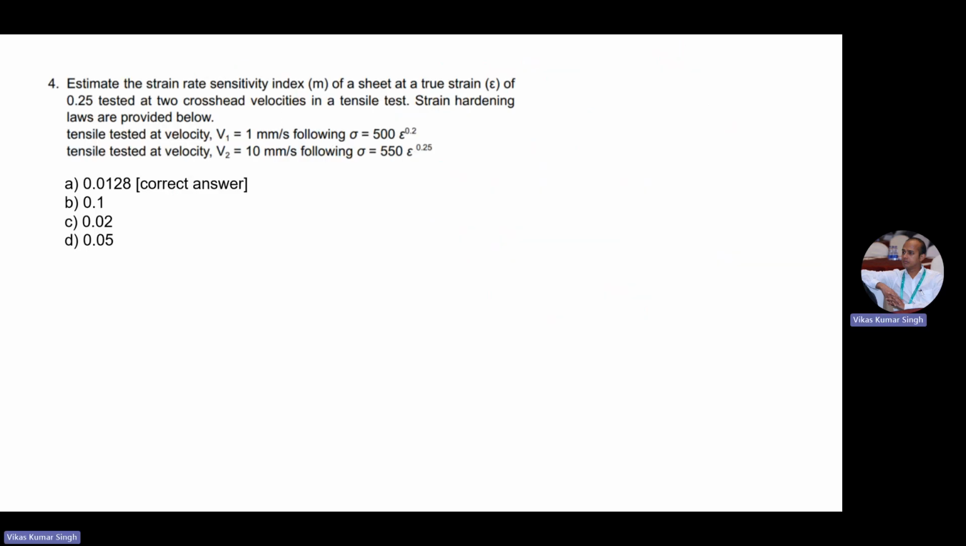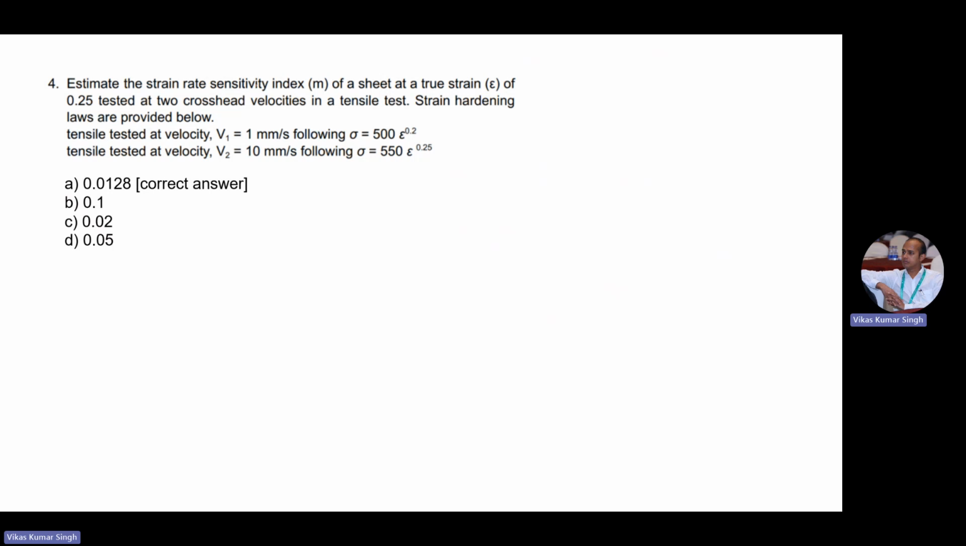So again, we have a problem of strain rate sensitivity index m. It's a little bit the same question, but we'll see. Here, a sheet of true strain of 0.25 tested at two crosshead velocity. What does it mean by two crosshead? That two points where that sample was fixed, left and right. Okay, velocity in a tensile test, the strain hardening law.